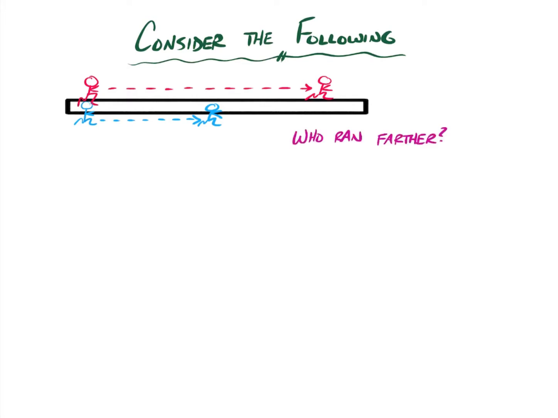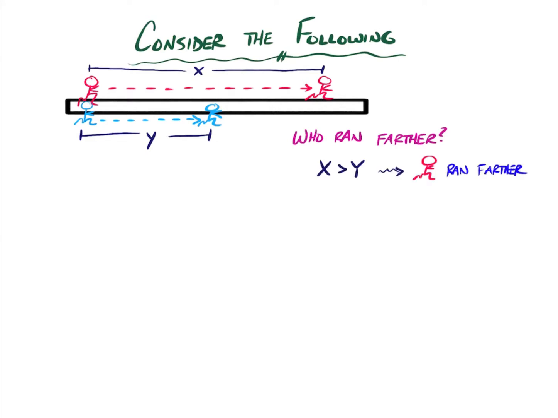If you were asked who ran farther, I don't think this would be too difficult. I think most people would probably think along the lines of, well, if we represent how far the red runner went with an X versus how far the blue runner went with a Y, we can see visually that X is greater than Y, therefore the red runner ran farther. Seems straightforward, so why the distinction in these two terms?